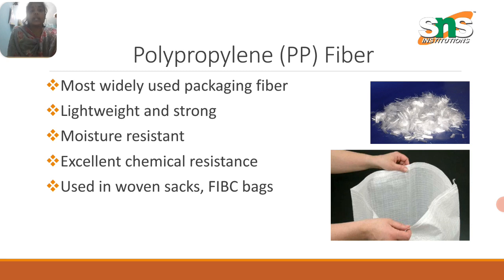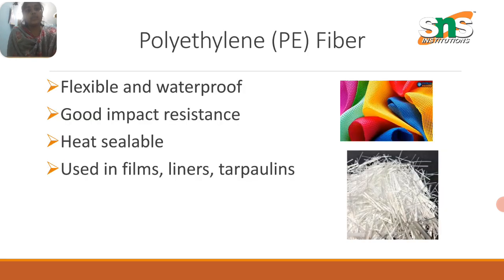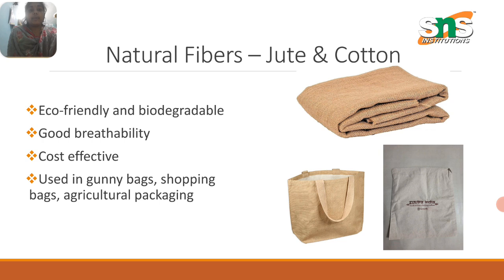Polypropylene, the most widely used packing fiber: lightweight and strong, moisture resistant, excellent chemical resistance, used in woven sacks and FIBC bags. Next one is polyethylene: flexible and waterproof, good impact resistance, heat sealable, used in films, liners and tarpaulins. Natural fibers, jute and cotton: eco-friendly and biodegradable, good breathability, cost effective, used in gunny bags, shopping bags, agricultural packaging.